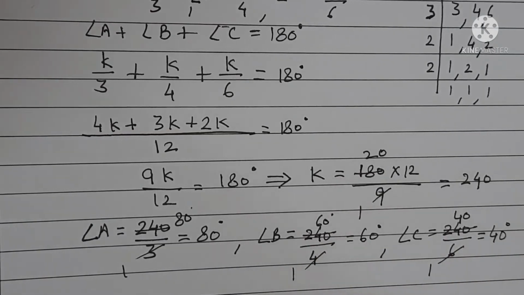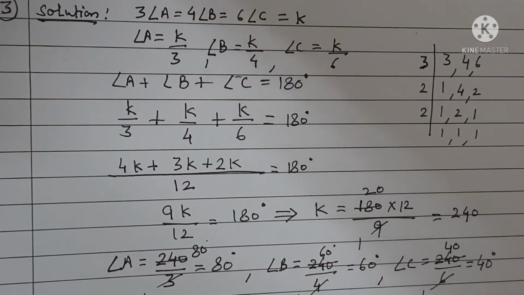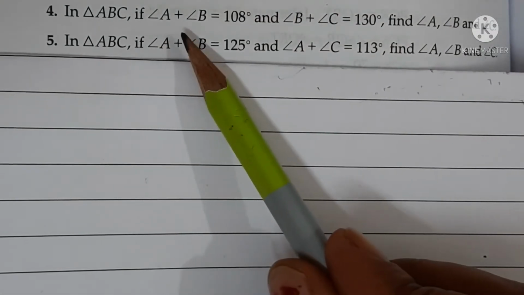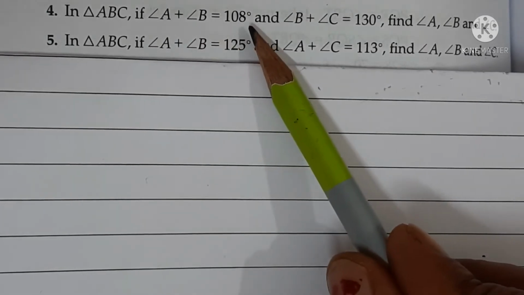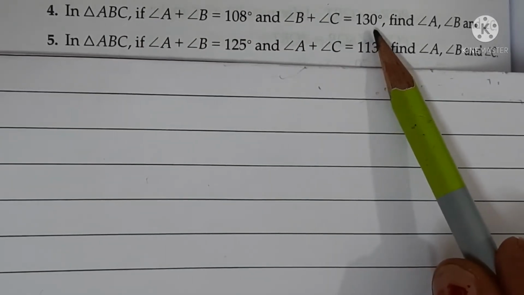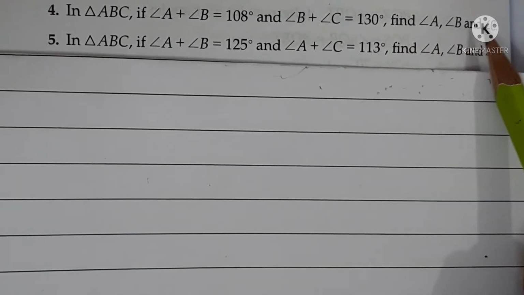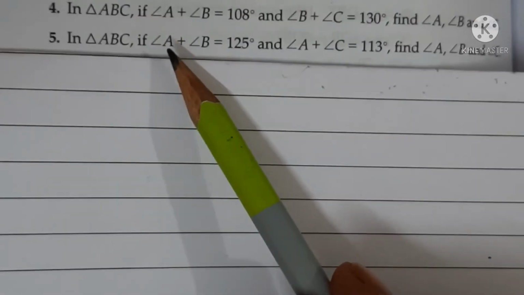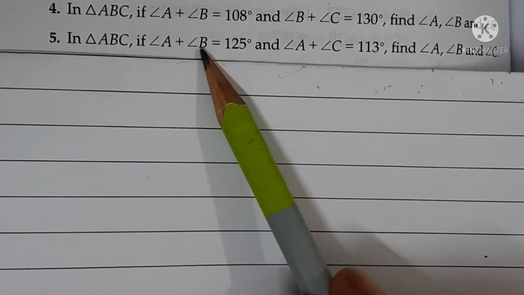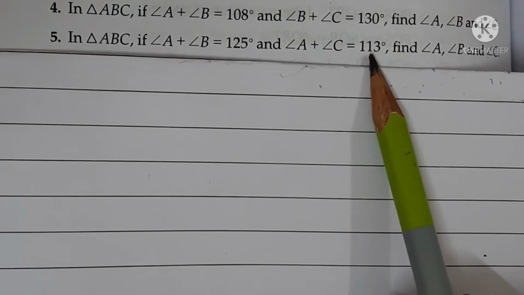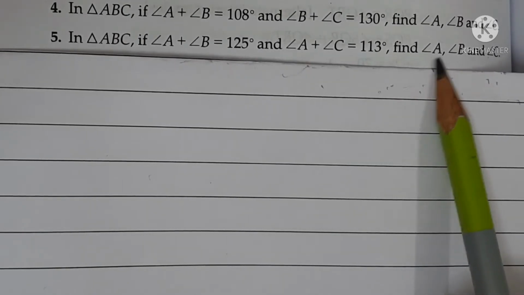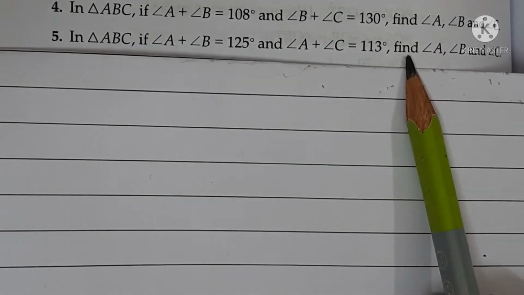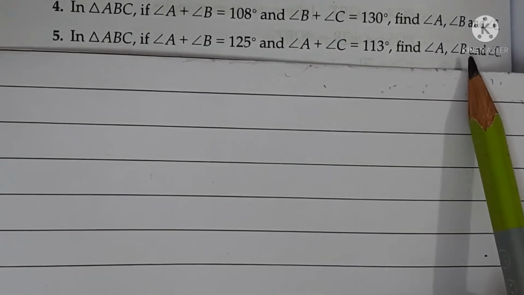Now next question, question number 4. In triangle ABC, if angle A plus angle B is equal to 108 degrees and angle B plus angle C is equal to 130 degrees, find angle A, angle B, angle C. And see question number 5. In triangle ABC, the sum of angles A and B is equal to 125 degrees, A and C is 113 degrees, find angle ABC. Both are the same question, so I will solve only one and give the clue how to solve.